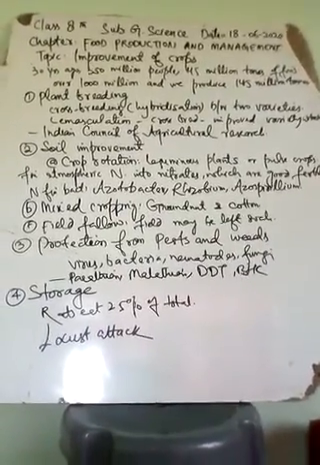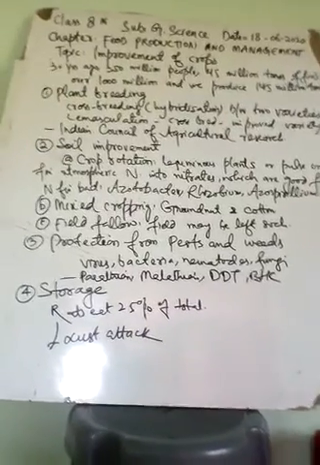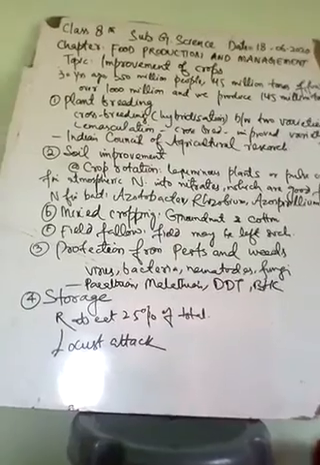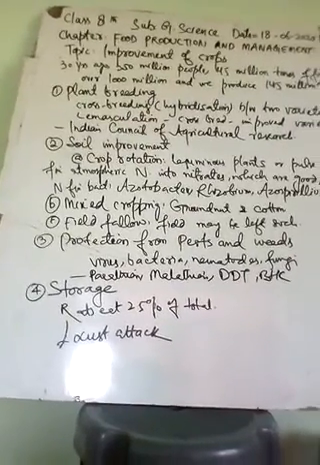By the advance in the techniques of scientific methods we improve the soil. There are 3 points. Number 1 point is crop rotation.